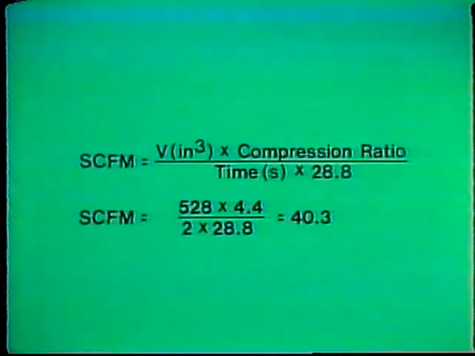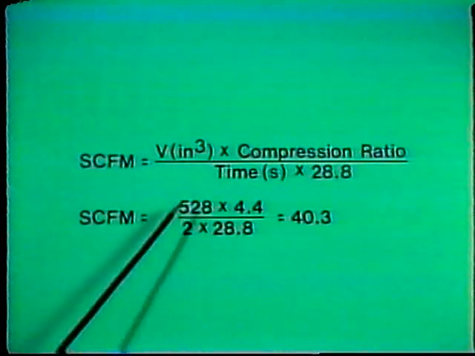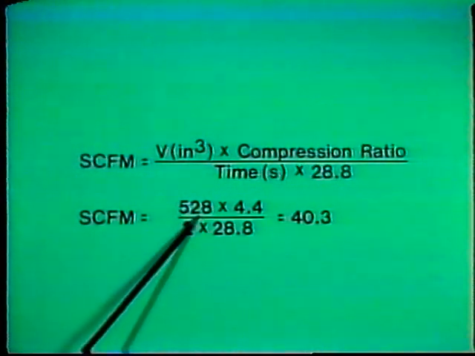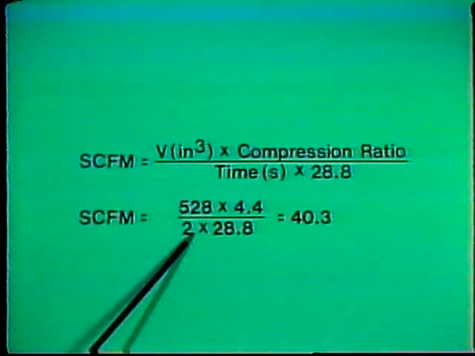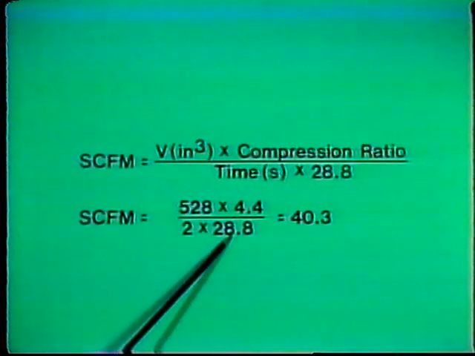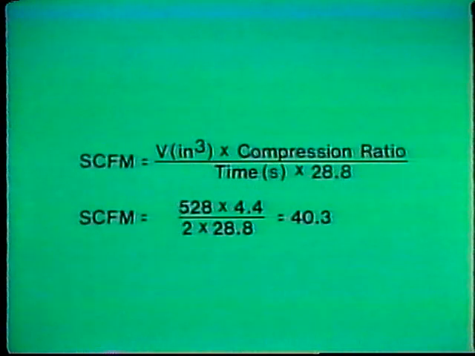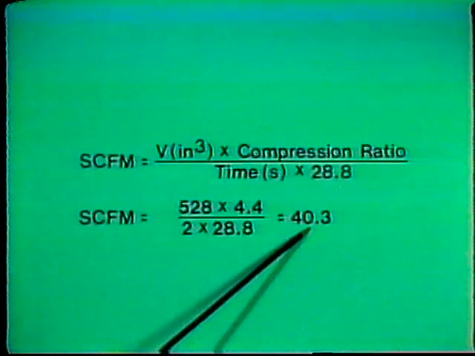We're now ready to calculate flow rate, and we've substituted the values in this equation. The volume is 528 cubic inches. The compression ratio is 4.4. And the time in which the rod extends is 2 seconds. The 28.8 is a constant. So if we want this particular cylinder to move the specified load through the 42 inches in the required 2 seconds, we've got to have a supply capable of providing a flow rate at the cylinder of 40.3 standard cubic feet per minute.